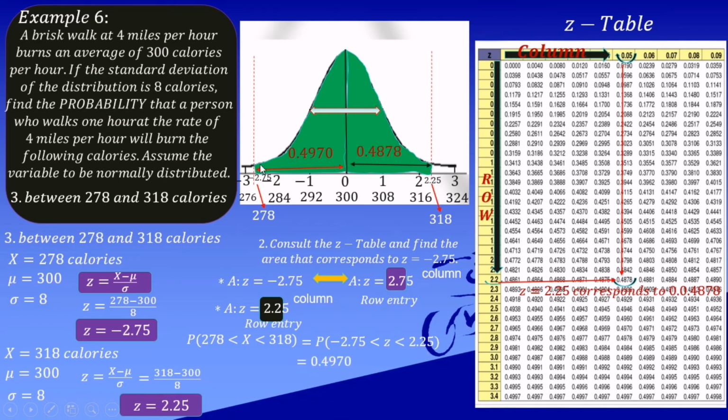So ang first shaded natin is 0.4970. Then i-add natin yung another shaded region which is 0.4878. Then get the sum. Then the total sum or the total probability is 0.9848. Yan ang ating probability that a person will walk 1 hour at the rate of 4 miles between 278 and 318 calories.